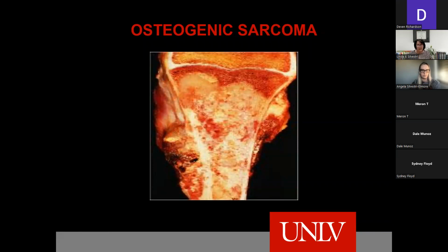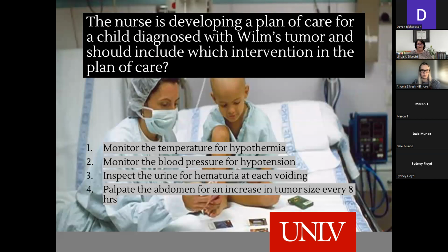And then on our next slide, we have a question on Wilms tumor. Let's see what you can remember about this. The nurse is developing a plan of care for a child diagnosed with Wilms tumor and should include which intervention in the plan of care? Monitor the temperature for hypothermia, monitor the blood pressure for hypotension, inspect the urine for hematuria at each voiding, palpate the abdomen for an increase in tumor size every 8 hours.